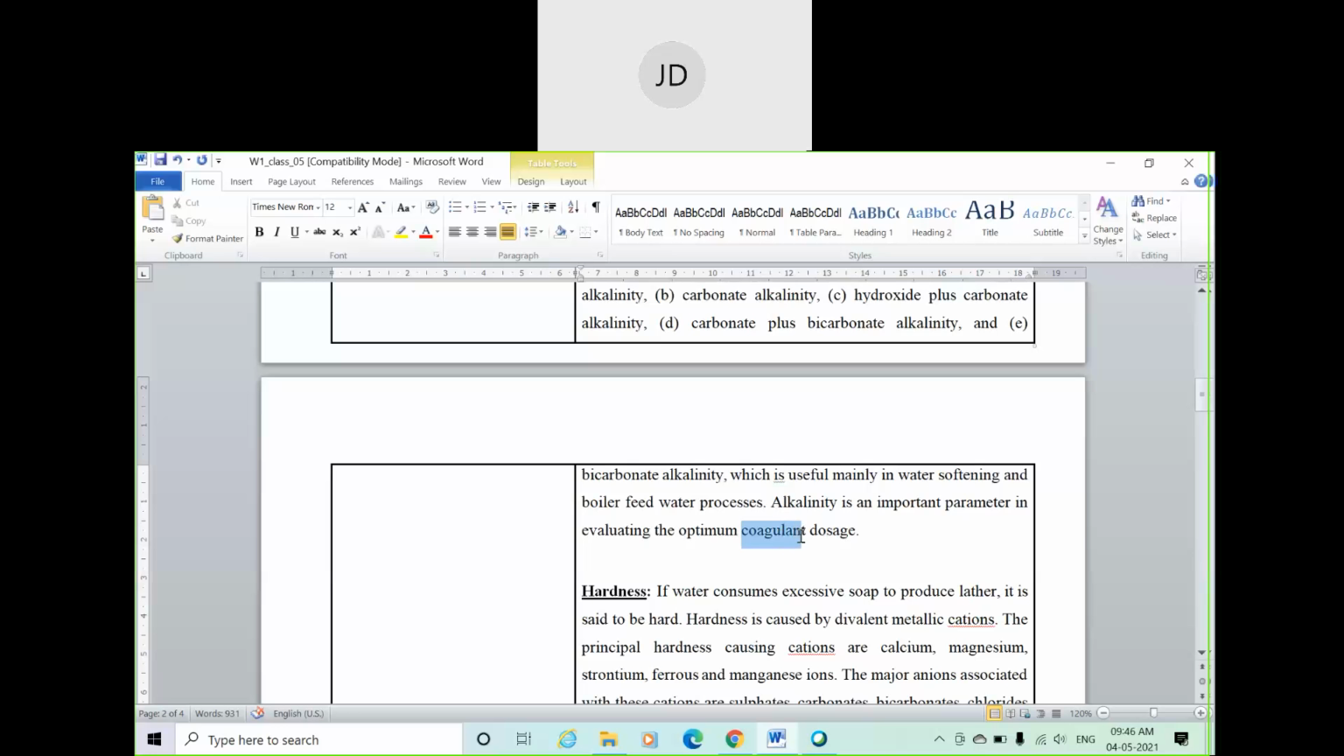If you want to know different types of coagulant, examples are like alum.